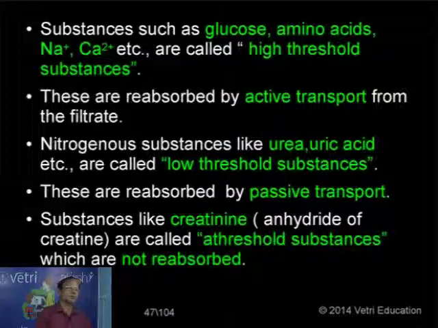So those found in lesser concentration and absorbed by active means are called high threshold. Those found in higher concentration in the filtrate but absorbed passively are called low threshold substances, and those found in the filtrate which are not reabsorbed are called A threshold substances. The best example we have is creatinine, a byproduct of creatine phosphate, a phosphogen of muscle.